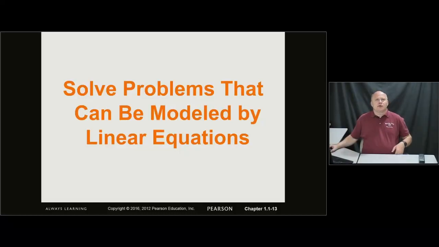Hello, in this video we'll be solving problems that can be modeled by linear equations, or what you would call word problems or applications. Now, there are many different types of applications with linear problems or linear equations. The one I'm about ready to show you is just one among many.